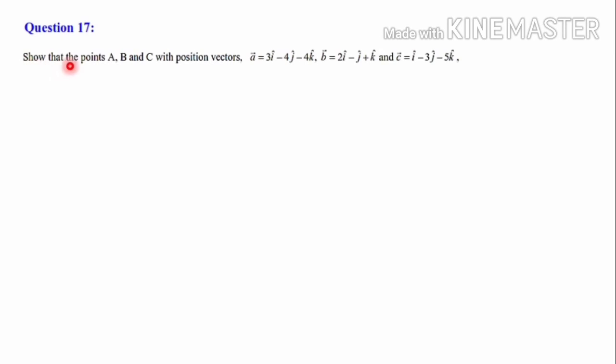Next, we shall discuss question number 17. The question is, show that the points A, B and C with position vectors, vector A is equal to 3i cap minus 4j cap minus 4k cap, vector B is equal to 2i cap minus j cap plus k cap, and vector C is equal to i cap minus 3j cap minus 5k cap, respectively form the vertices of a right angle triangle. So here, these are the position vectors. We have to prove that these position vectors form the vertices of a right angle triangle.